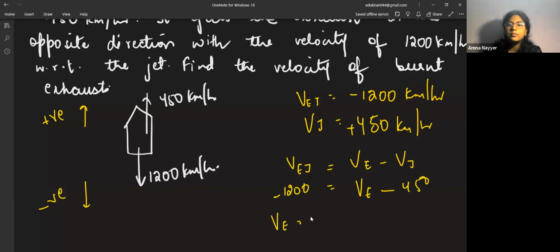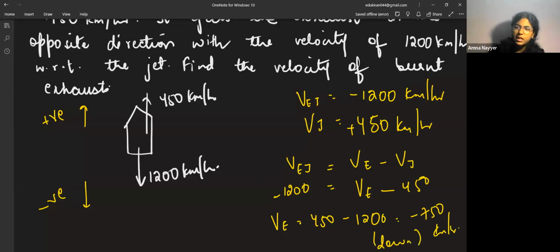So this becomes 450 minus 1200, since up is taken positive and down negative. Same answer I'm also getting, minus 750 kilometers per hour. The minus sign indicates that the exhausts are moving downwards. Quickly note it down, those who haven't written it.